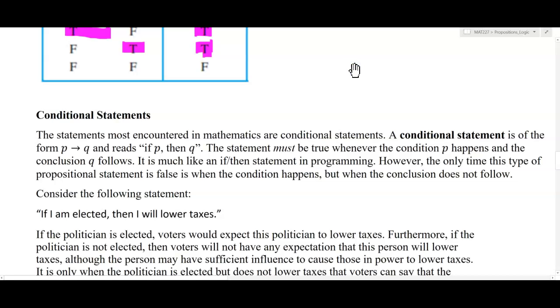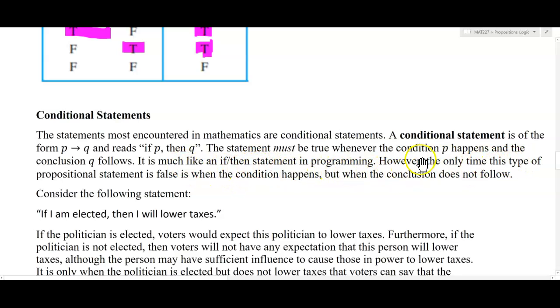Okay, so now we often want to combine these. So we have conjunction, disjunction. Those are the most common ones when we're dealing with ands and ors. We also have something called a conditional statement. A conditional statement is one of the form P, and then there's an arrow pointing to Q, and this reads, if P, then Q. So this is kind of like an if statement when you're dealing with computer programming. The statement must be true whenever the condition P happens, and the conclusion follows. So whenever P happens, we're saying then Q. Q is guaranteed to happen after that. It is much like an if-then statement in programming.